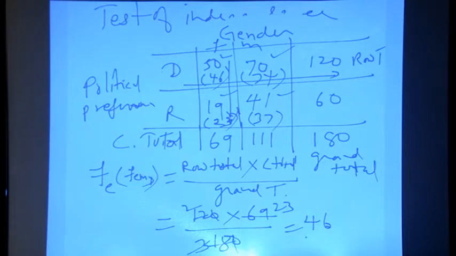This is what actually happened, but expected, we are expecting, what is our null hypothesis? That there is no specific preference for male and female, they are independent. Independent means gender does not have any special preference for Republican or Democratic Party, that is our null hypothesis. Gender does not have any particular preference. And then this is our expected frequency 46, 74, 23 and 37. So, let us write it down on a new page.